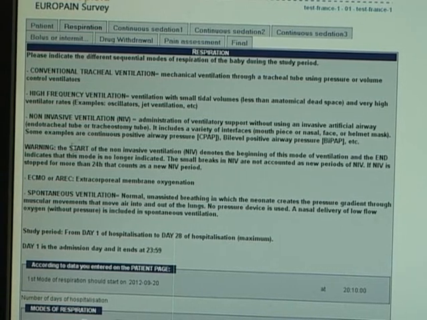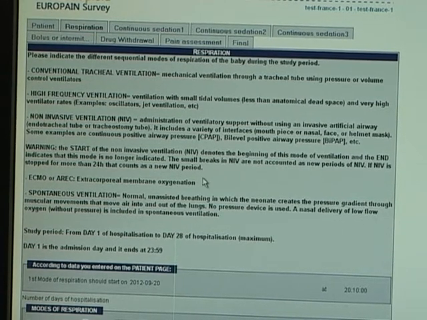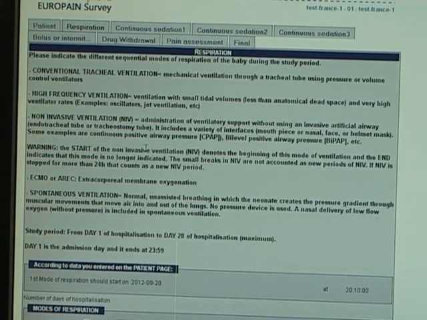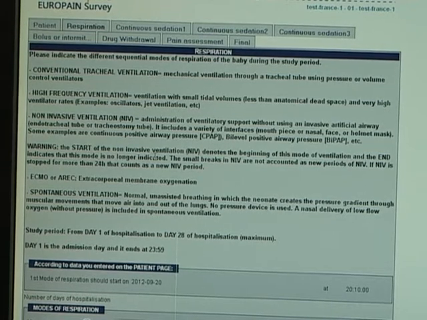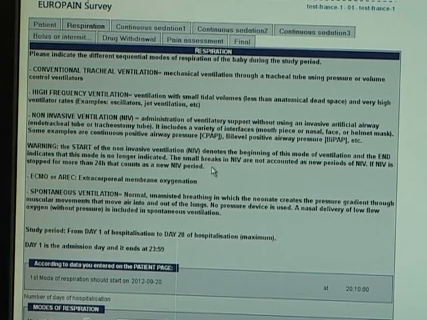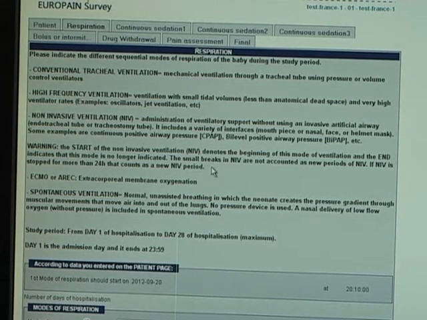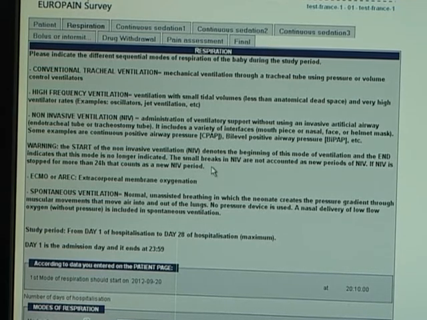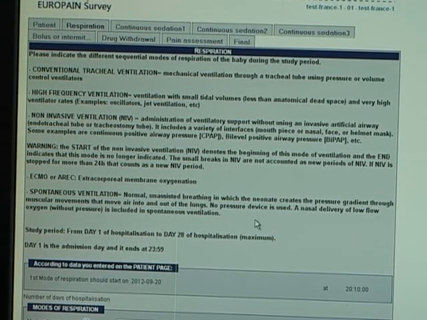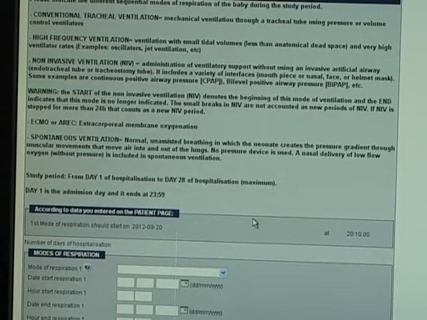Concerning non-invasive ventilation, it should be stated that short breaks during this ventilation do not constitute a stop. It's only a part of the process. So we consider that a new period of non-invasive ventilation starts only when this has been stopped for more than 24 hours. Then this is for extracorporeal membrane oxygenation, and all babies that are on spontaneous ventilation without any pressure are considered at this.